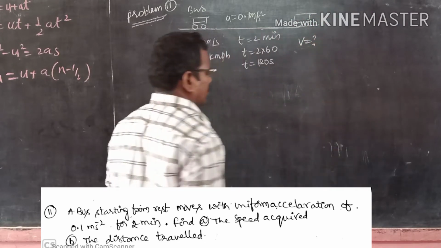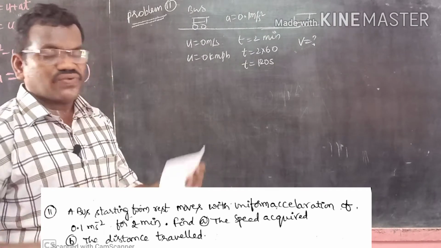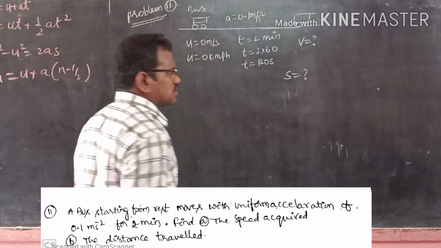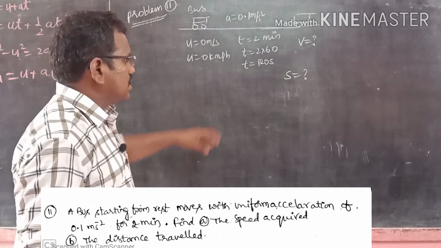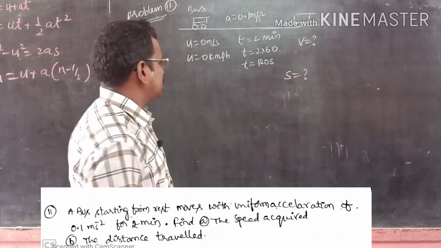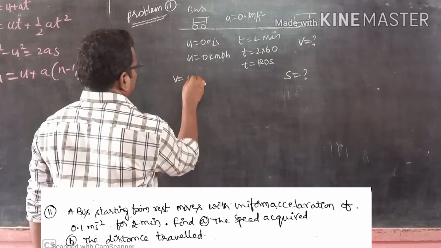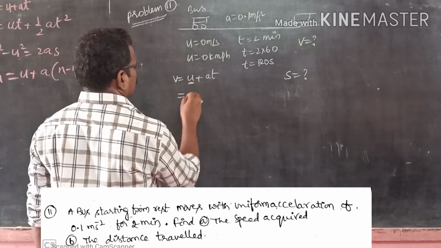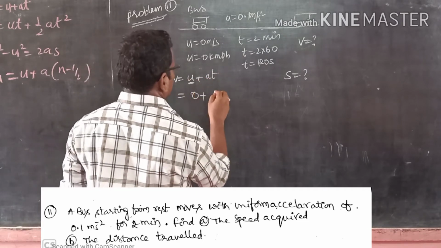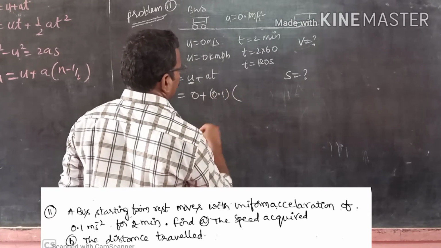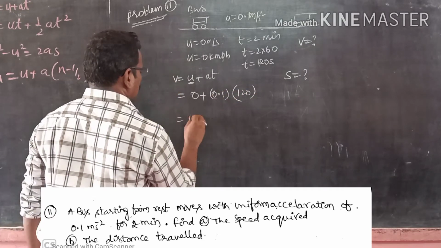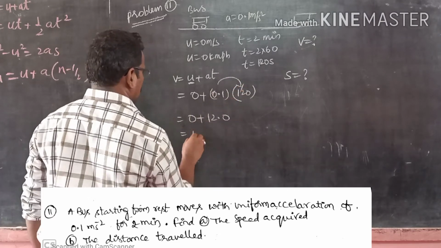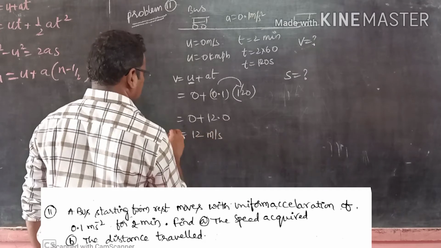Then after 2 minutes, it has maximum velocity. v is not provided. That we should find out. And again, how much distance it will cover, that also we should find out. Here one is final velocity and at the same time displacement. We have the formula v is equal to u plus at. Simple problem. Instead of u, we write 0. Instead of a, 0.1. Instead of t, 120. Now 0 plus 12.0, because of multiplying these two. Now the answer is 12 meter per second.